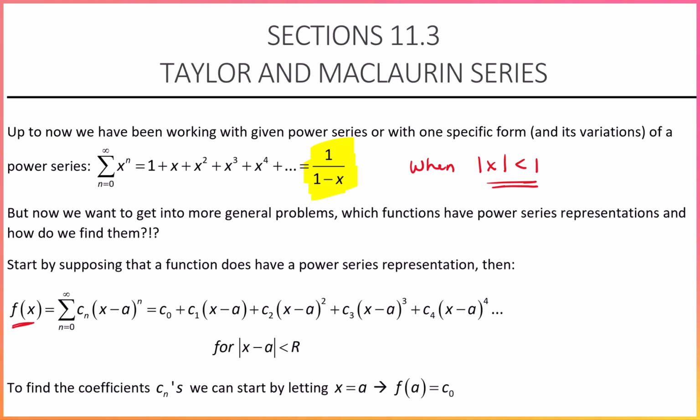Let's suppose to start with that a function does have a power series representation. By our definition for power series, it looks like an infinite polynomial where the c sub n's are the coefficients. So we have c naught and then c1 times x minus a to the first, c2, c3, c4. What we need to do is figure out how to find those c sub n's, those coefficients, because if we could find and represent those coefficients, then we could represent the function as a power series. So we're going to spend a little bit of time figuring out how to represent those coefficients.